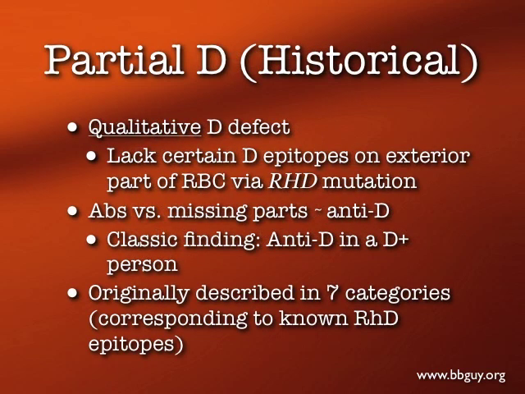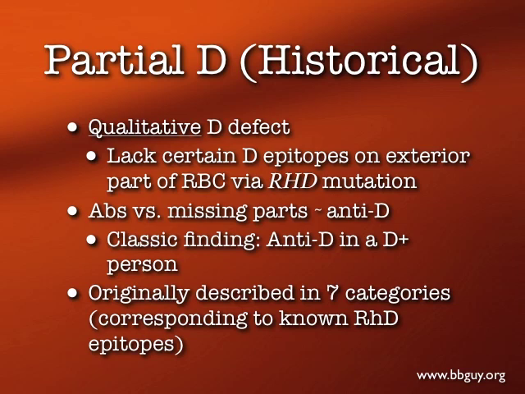Partial D, on the other hand, historically speaking, was thought to be a qualitative D defect. In other words, they may have a normal amount of D antigen, but those D antigens lacked particular epitopes. More on that in a second. And as a result, if you were partial D and you saw someone who had an intact D, you could form an antibody against the parts of D that you lack. That classically would lead to the finding of an anti-D in a D-positive person. We talked about that in a case earlier.